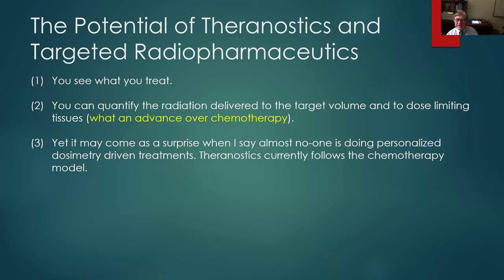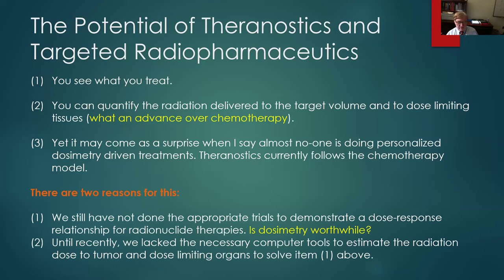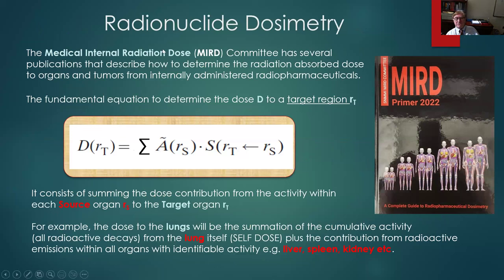So I think there's two reasons for this. The first is that we still have not done the appropriate trials to demonstrate a dose response for radionuclide therapy. So this raises doubts with physicians and industry as to whether dosimetry is really worthwhile. And secondly, until recently, we really lacked the necessary computer tools to estimate the radiation dose to tumor and dose-limiting organs to solve item one above. Dosimetry used to be both extremely challenging and time-consuming, but I think now times are changing. So let's get down to now and start to talk about radionuclide dosimetry and the methods that we can do this in a very expeditious way for patients who undergo theranostics.